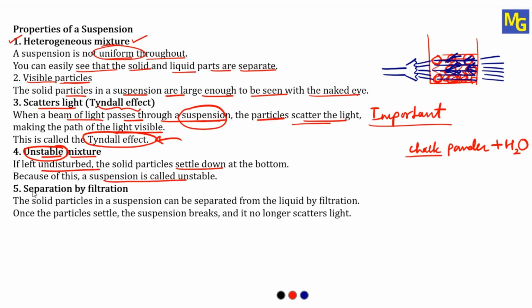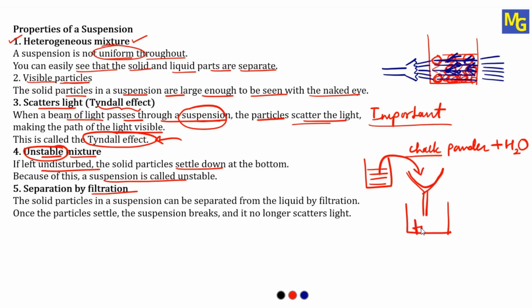And the fifth property, separation by filtration. So you know filtration means what? In filtration, what are we going to do? We are going to take a funnel, and this funnel we are going to keep on a beaker. Inside the funnel we are going to keep a filter paper. And when you use this filtration method for suspensions, what you're going to do? Take the suspension, say chalk powder and water, and pour the solution through this filter paper.